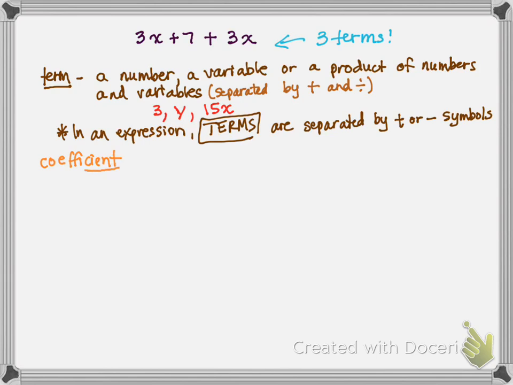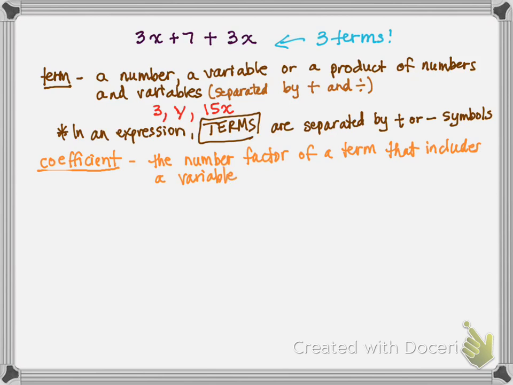So again, if you don't understand some vocab, what you can do is write some flashcards and memorize these, okay? So a coefficient is simply the number factor. So factor means it's part of a multiplication problem. The number factor of a term that includes a variable. Okay, so let's talk about that idea.